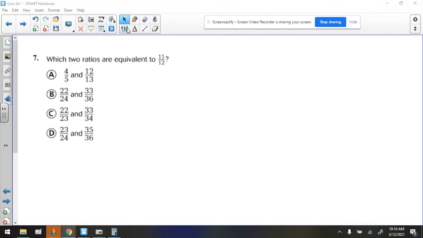We're going to take a look at number 7. Which two ratios are equivalent to 11/12? So I'm just going to write it, or 11 to 12 is how we should probably read that as a ratio. All right, so in order for us to be able to pick it, they both have to be equivalent.